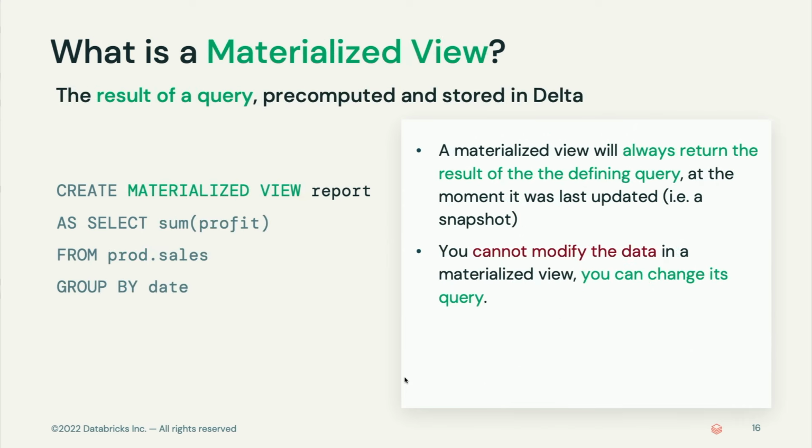The other abstraction here is a materialized view. Here's an example. So here I'm creating a report that tells us how much profit we made each day, and it computes it. And the guarantee here is anytime you query a materialized view, it will return the results of that query as a snapshot at the last time that materialized view was updated. So you can schedule it to refresh, and it will always contain exactly the answer to that query.